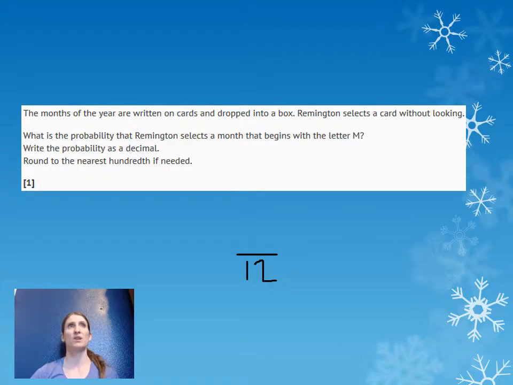So let's see. January, February, March, April, May, June, July, August, September, October, November, December. Oh, looks like there's just 2 that start with M. So that would be 2 out of 12, which I like to reduce. That's really 1/6, which if we change that to a decimal, we would do 1 divided by 6. So we get 0.16, and it just continues on because it's repeating.